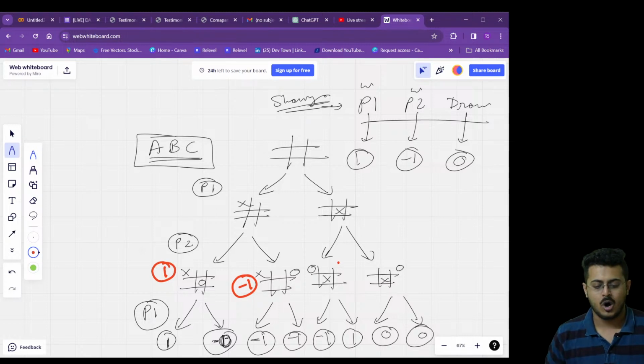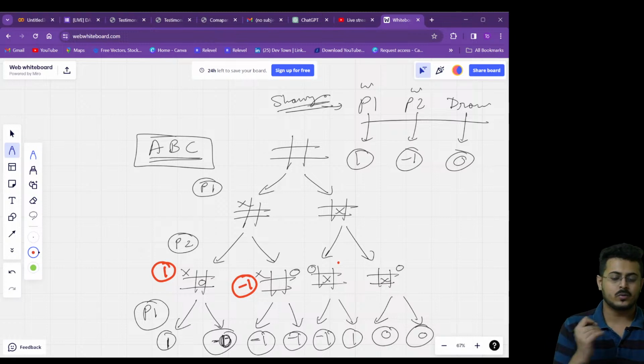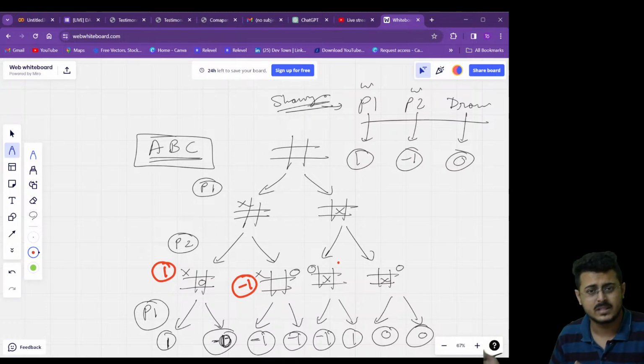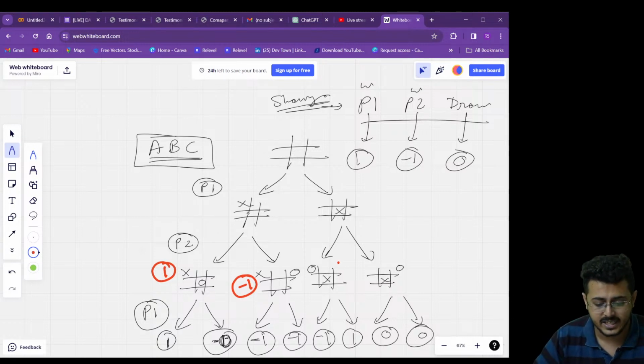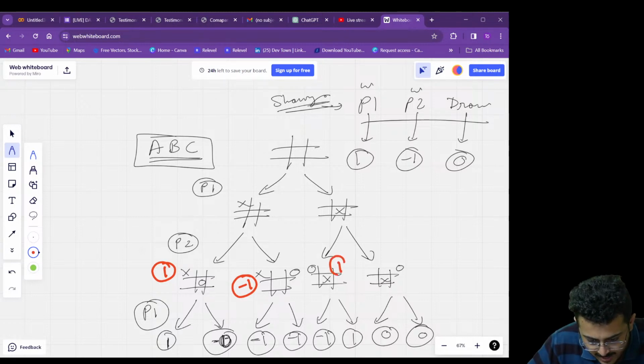What will be the value of this particular game state? The third game state, guys: 1. Why? Because if we go towards the left, we will lose, so we'll always go towards the right. Because on the right-hand side, we are winning right over there, and we are winners at the end of the day. So this will have the value of 1 right over here.